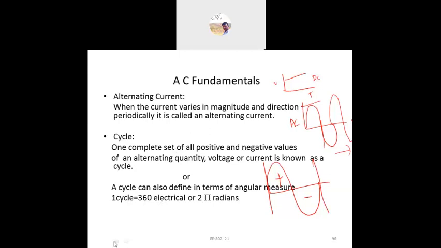So 2 pi radians means, while taking this, we go through 0 degrees, 90, 180, 270, and then 360. How the sine wave is taken in the round, we are going to see next in the PPTs.